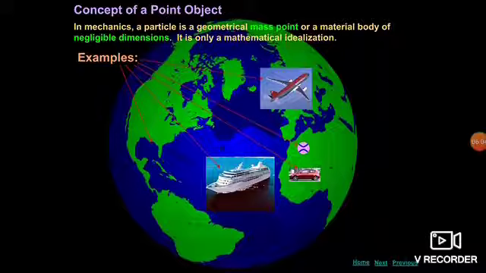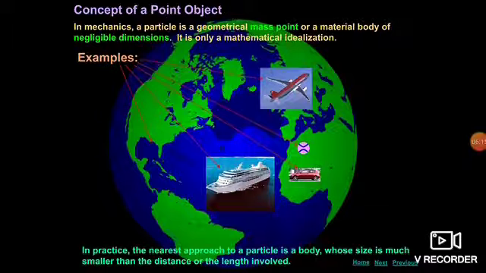Clear? So if we consider earth, and all these three bodies, whether it's a ball, car, aeroplane, or the ship, in practice the nearest approach to a particle is a body whose size is much smaller than the distance or the length involved. It means if a ship is moving from one country to another country, the distance or displacement which it will cover is going to be very large as compared to the size of that particular body.